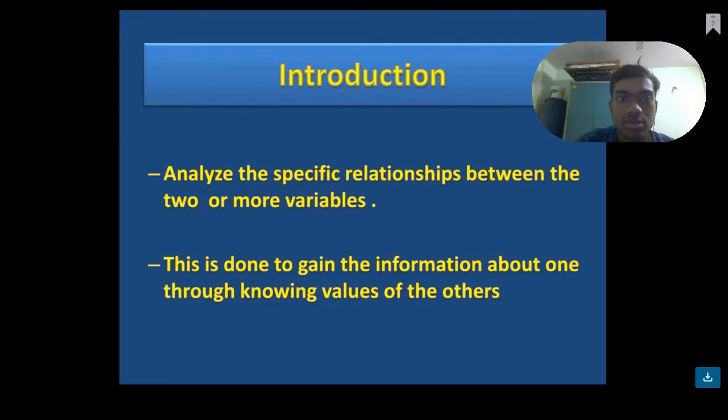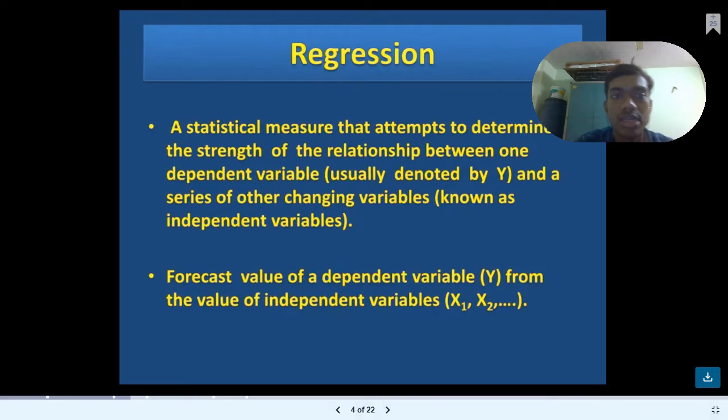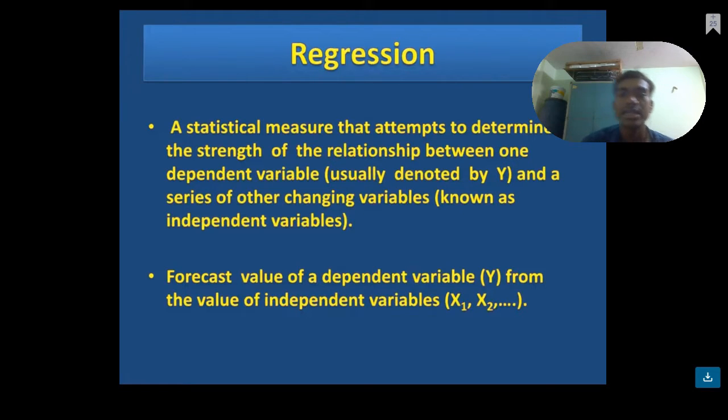Regression is used to analyze the specific relations between two or more variables. This is done to gain information about one through knowing the values of the other. So this is the introduction of regression. The definition of regression: a statistical measure that attempts to determine the strength of the relationship between one dependent variable, Y, and a series of other changing variables known as independent variables. It forecasts the value of a dependent variable from the values of independent variables.